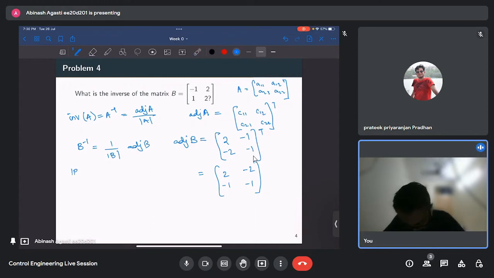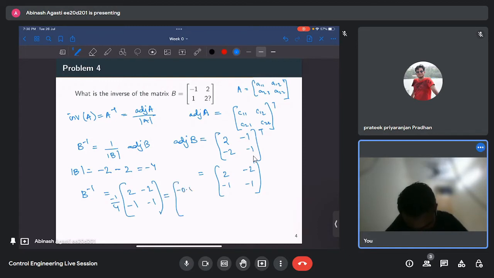Now we need to find the determinant, which is -2 into -2, that is -4. So V inverse is -1 by 4, 2 minus 2 minus 1 minus 1. So this is the final answer. This is V inverse. So now moving on to the next question.